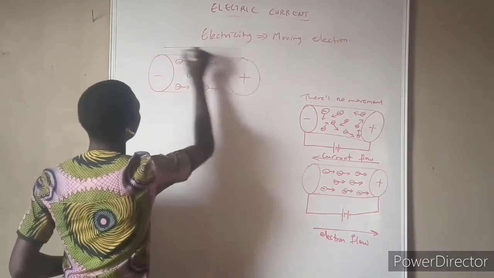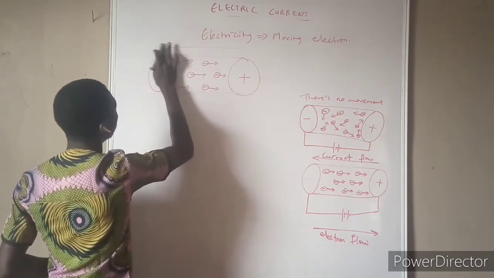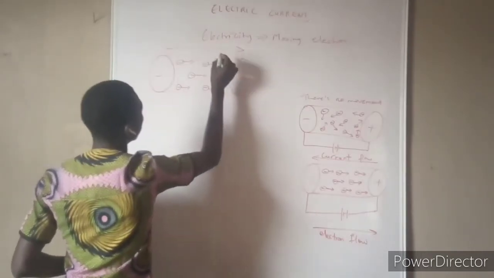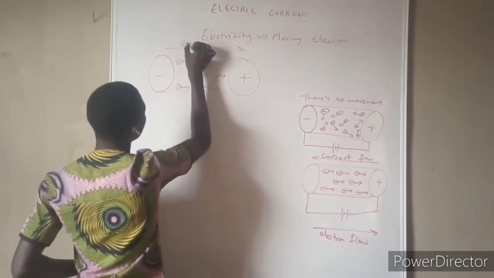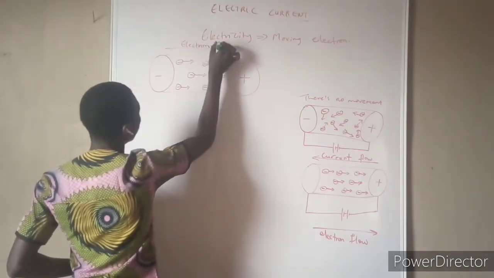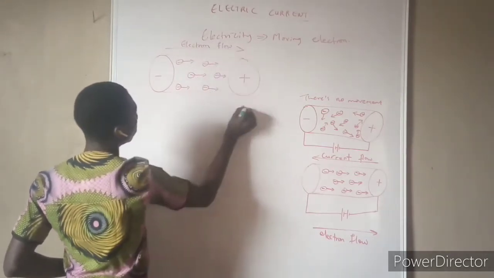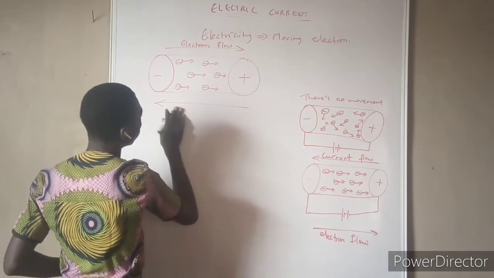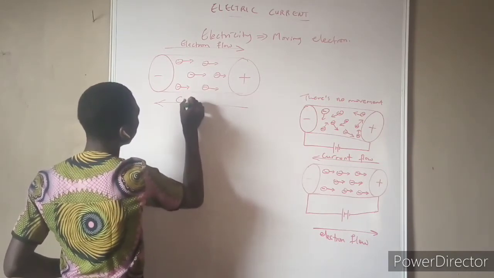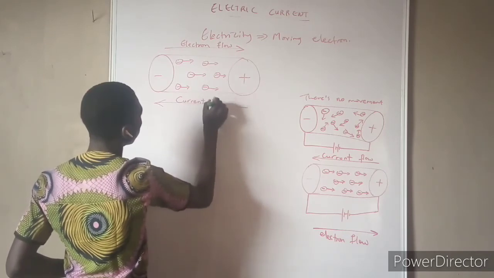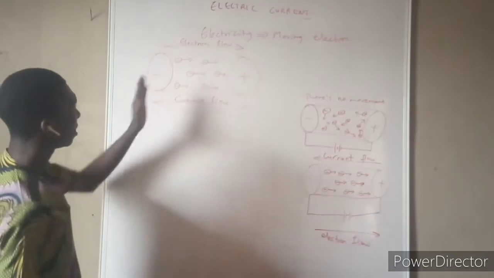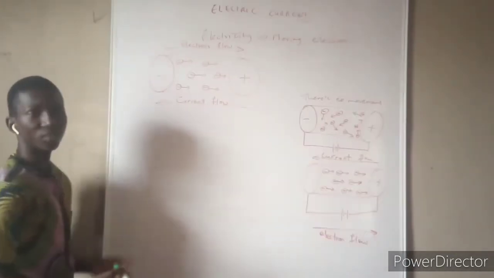So this is referred to as electron flow. And this one is referred to as current flow. You may be thinking, electrons are moving this way, why is current moving in the reverse direction?